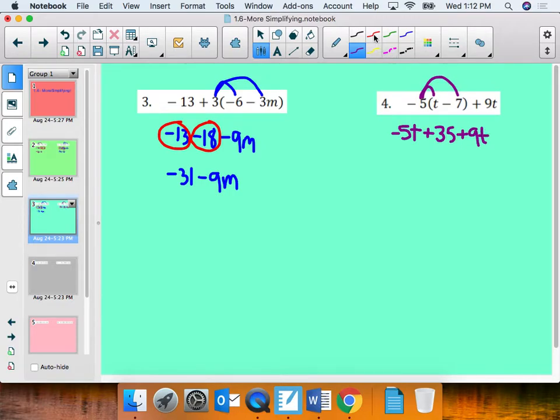So as we look at the expression that we have now, hopefully you notice that you have like terms in negative 5t and positive 9t, so we should combine those together. Negative 5t plus 9t is going to give you positive 4t. And then we have this plus 35. So 4t plus 35 is your final answer.